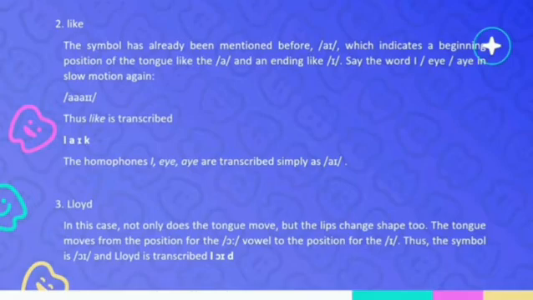Lloyd. In this case, not only does the tongue move, but the lips change shape too. The tongue moves from the position for the O vowel to the position for the E. Thus, the symbol is OI and Lloyd is transcribed as Lloyd.